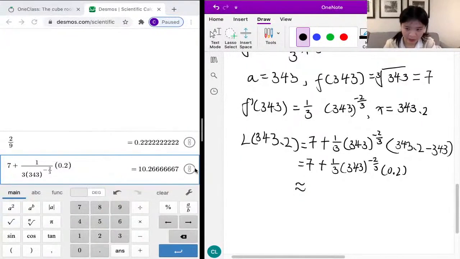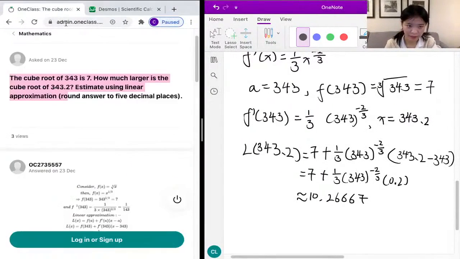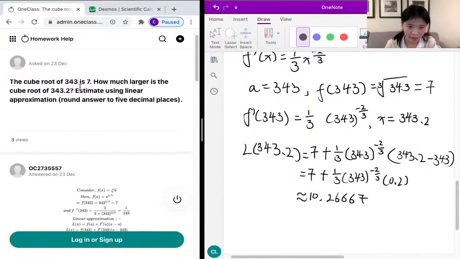So the answer would just be 10.2666, 1, 2, 3, 4, and 5, because 6 is larger than 5, so we round it up. So yeah, this is our answer of the linear approximation. But it doesn't ask us the value of the linear approximation. It asks us how much larger is the cube root of 343.2.